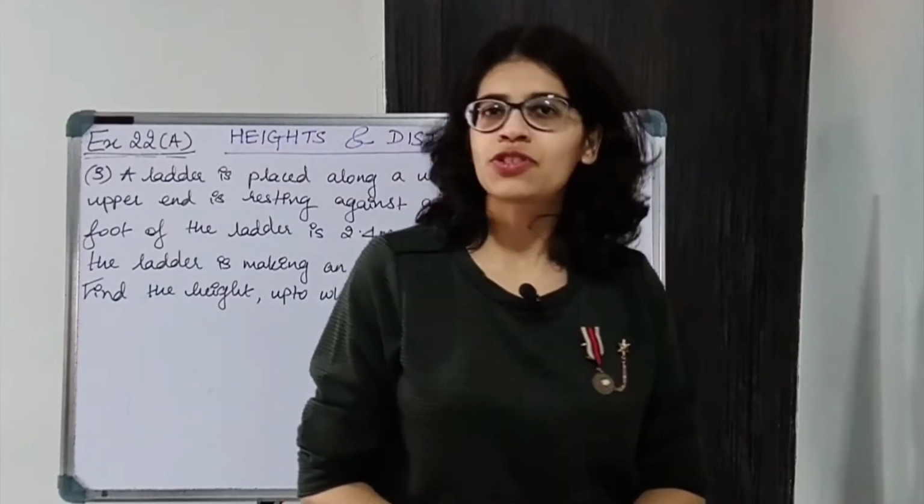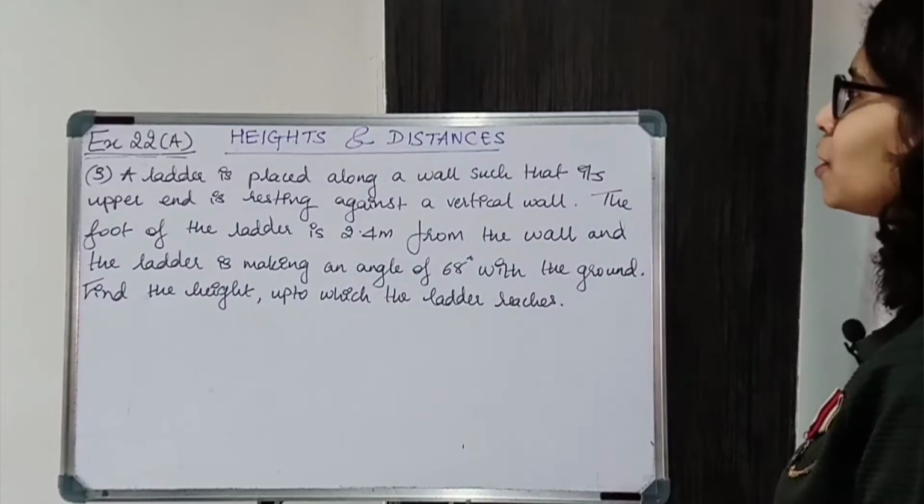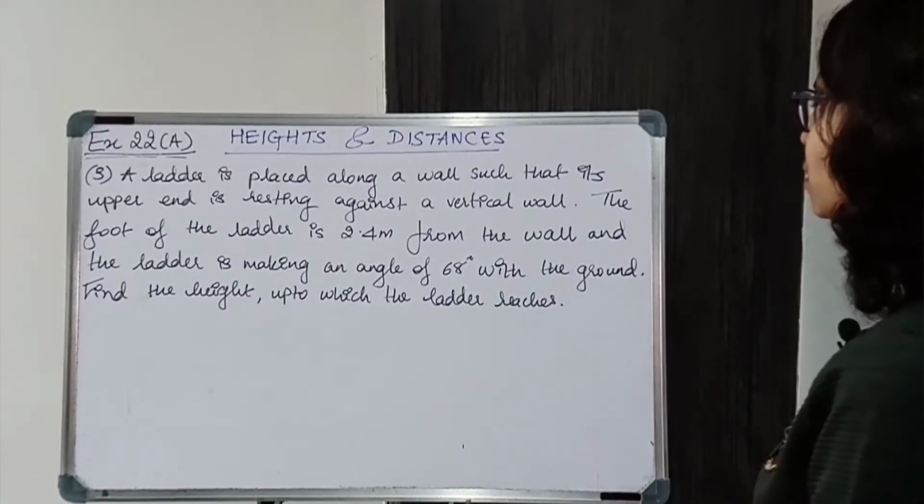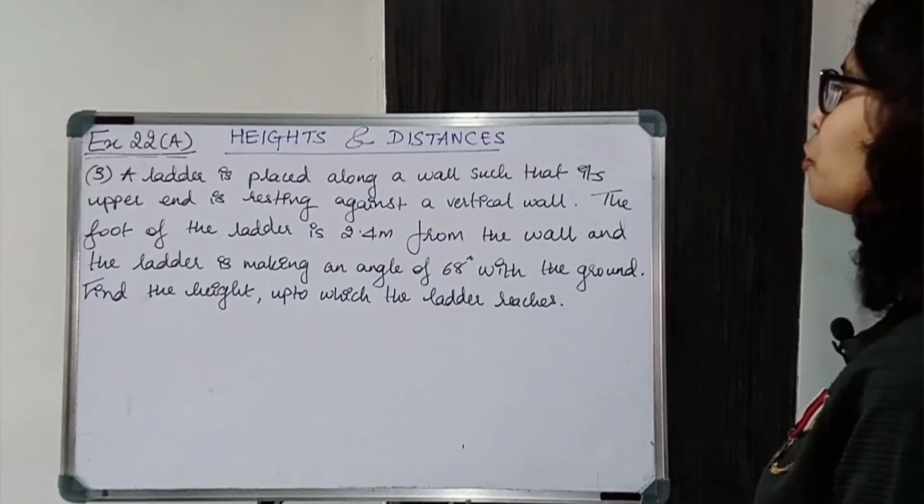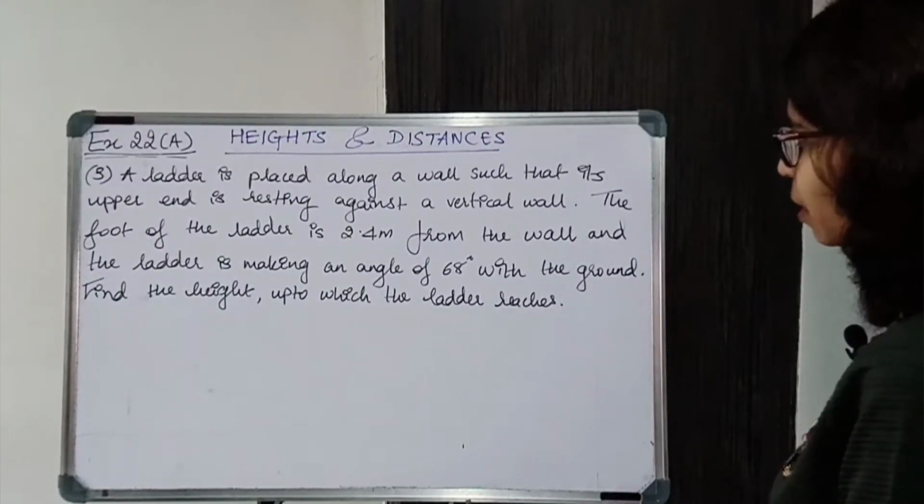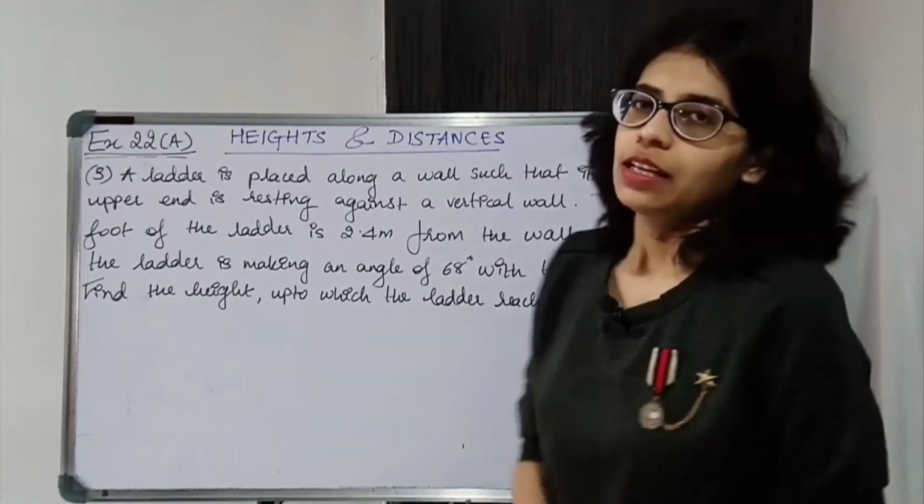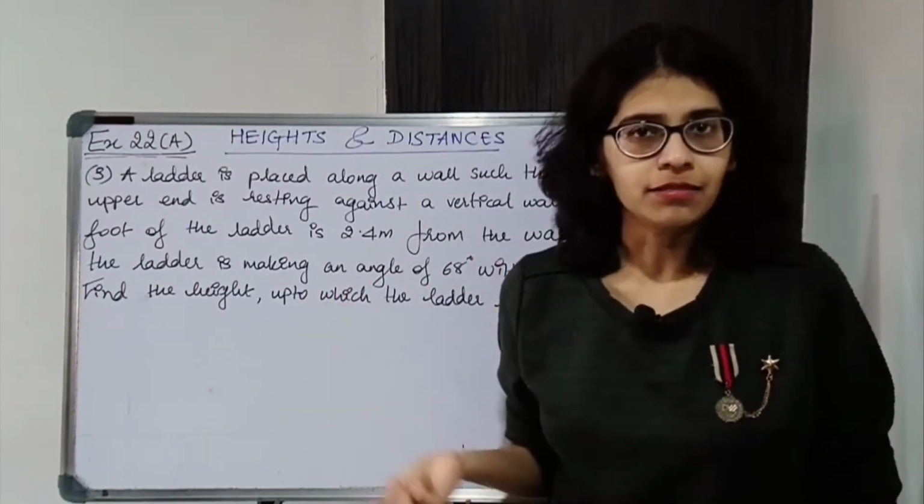Let's read the next question. Question number 3. A ladder is placed along a wall such that its upper end is resting against a vertical wall. The foot of the ladder is 2.4 meters from the wall and the ladder is making an angle of 68 degrees with the ground. Find the height up to which the ladder reaches. There is a wall, there is a ladder.